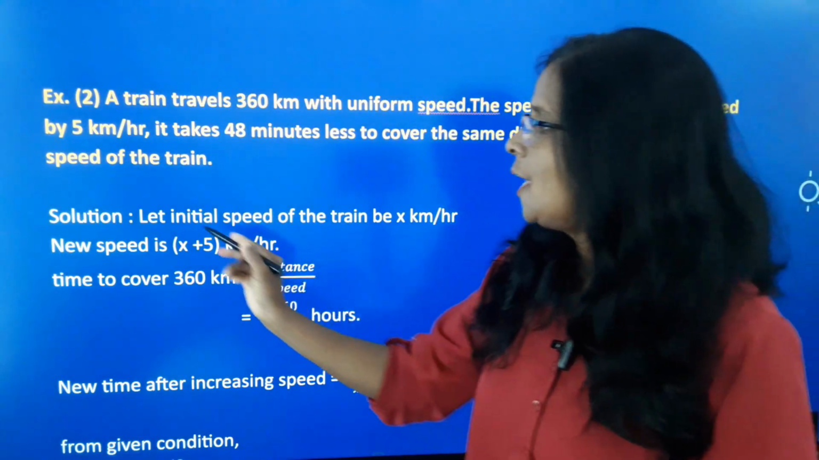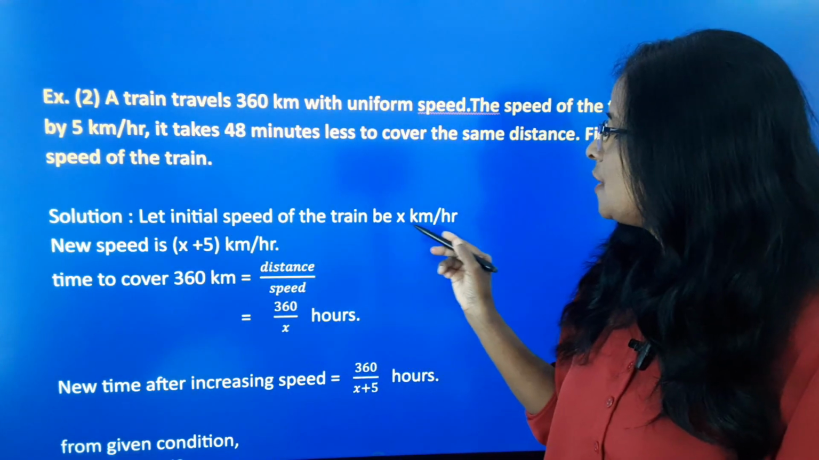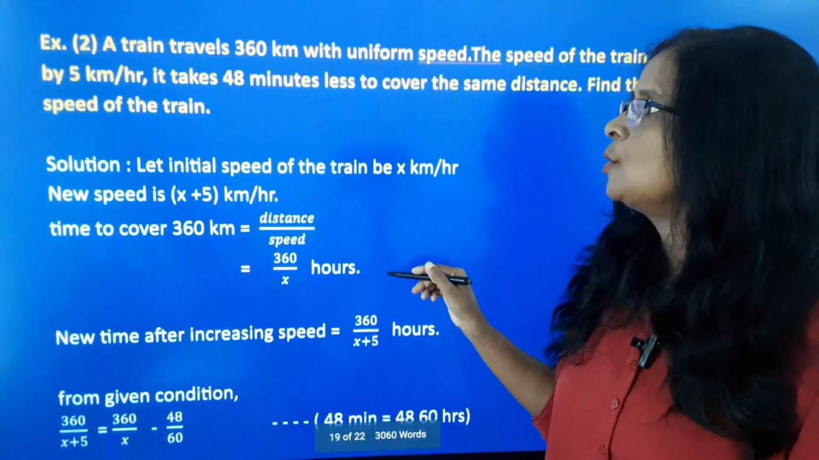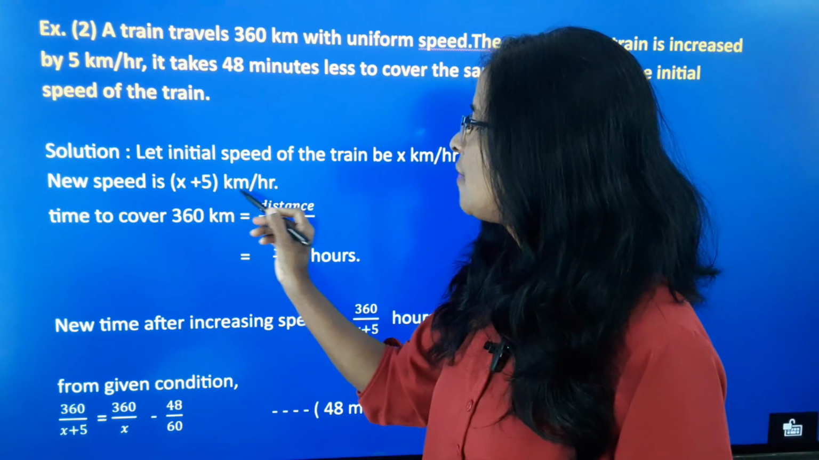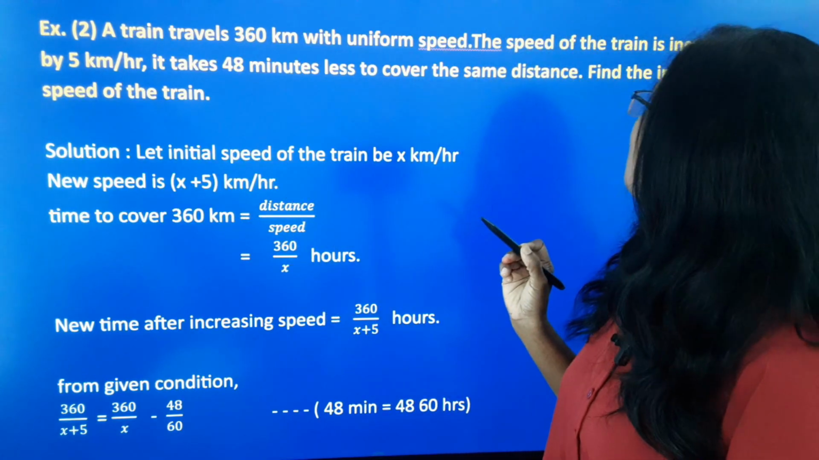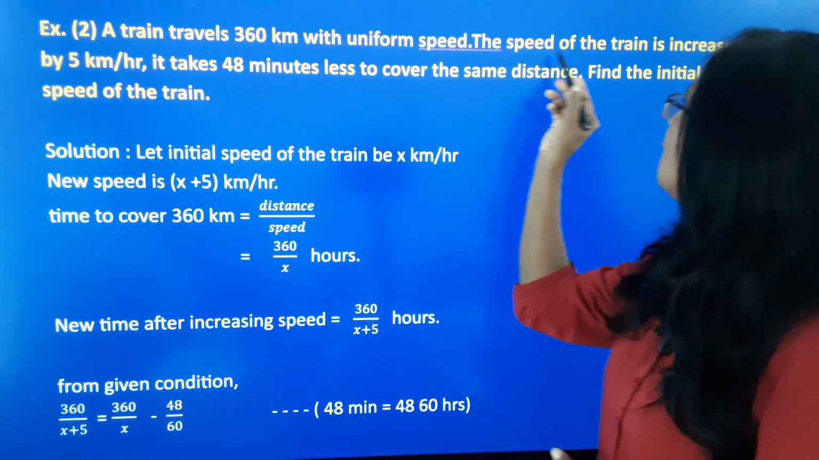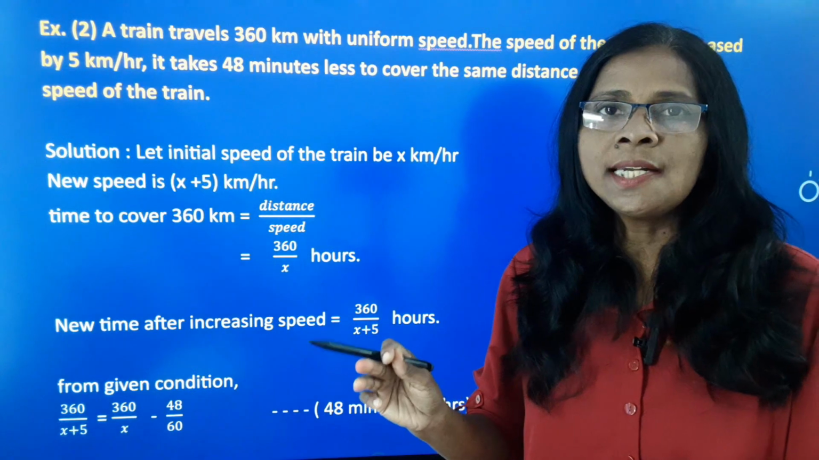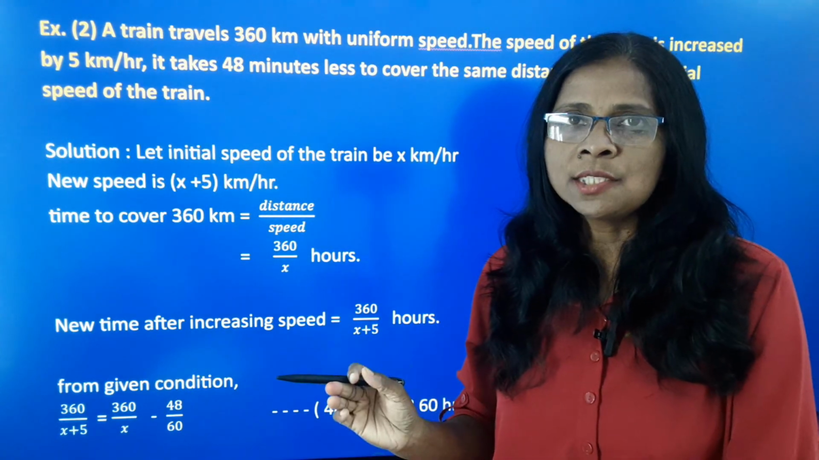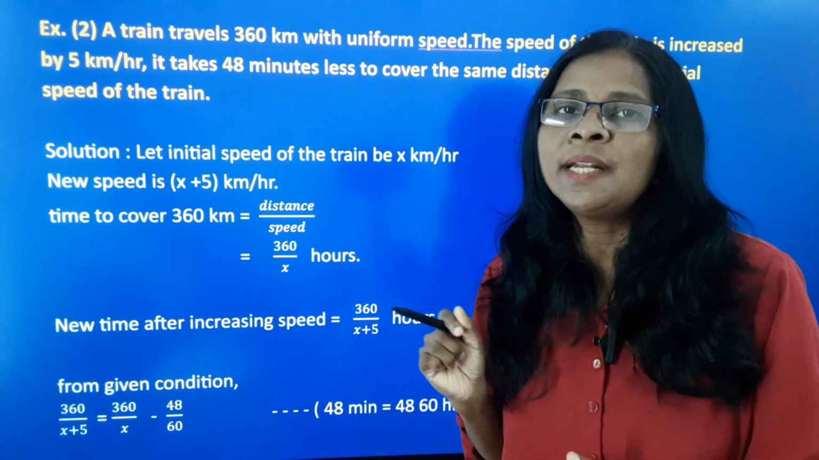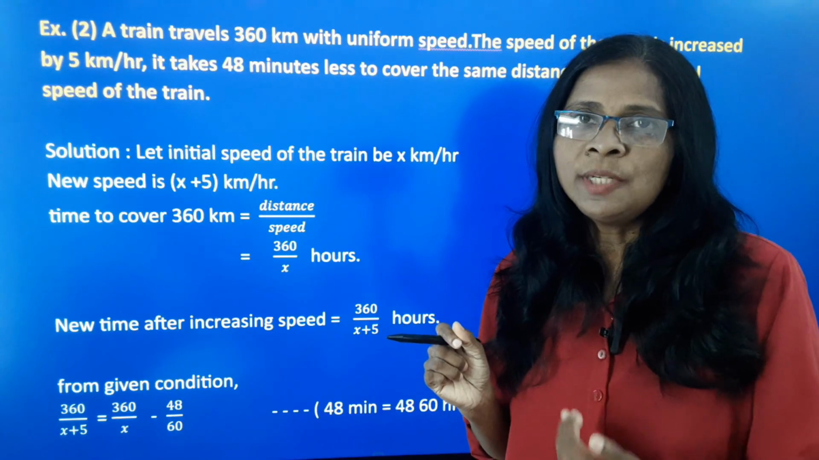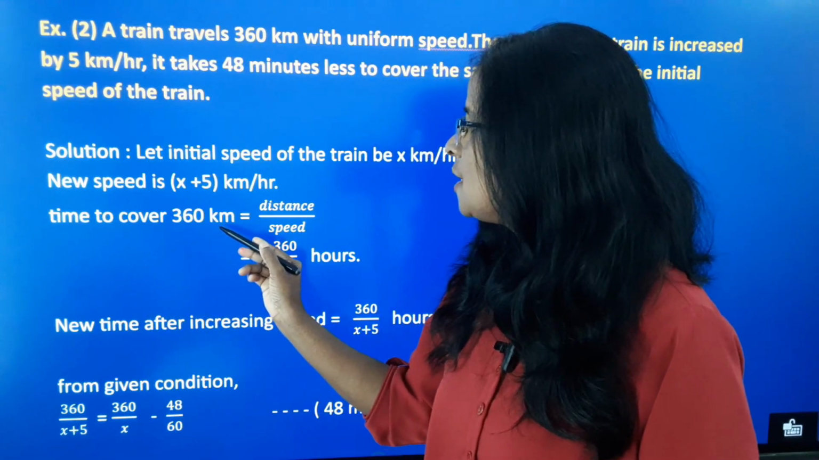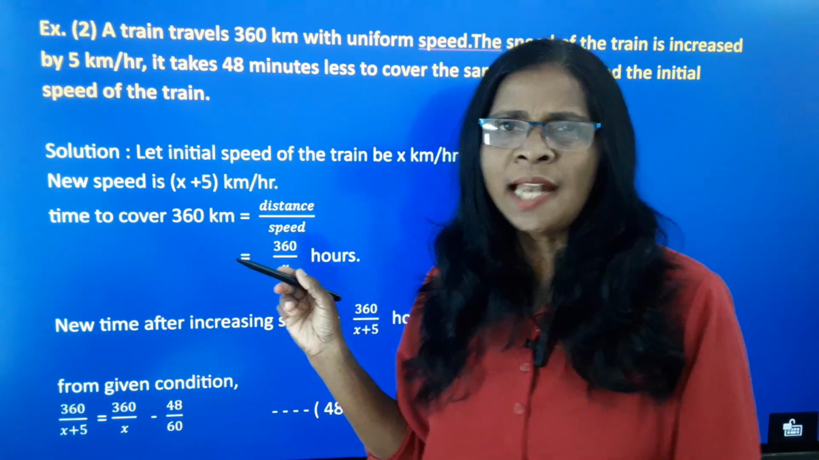So now here, let the initial speed of the train be x kilometer per hour. So the new speed will be x plus 5 kilometer per hour, because the speed is increased by 5 kilometer per hour. If you consider the initial speed as x kilometer per hour, then the new speed will be x plus 5 kilometer per hour, students.